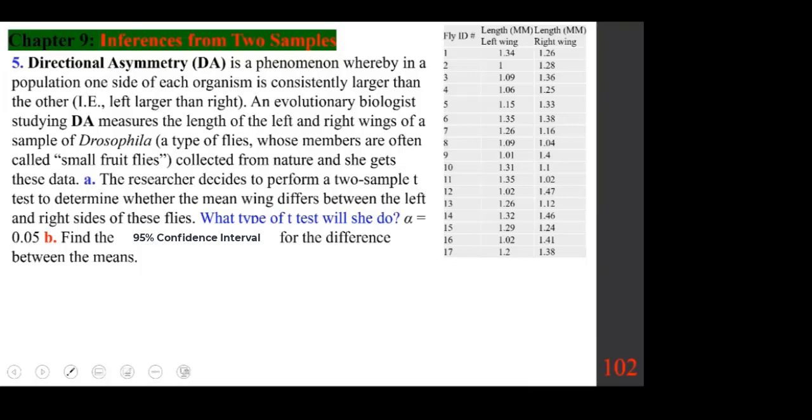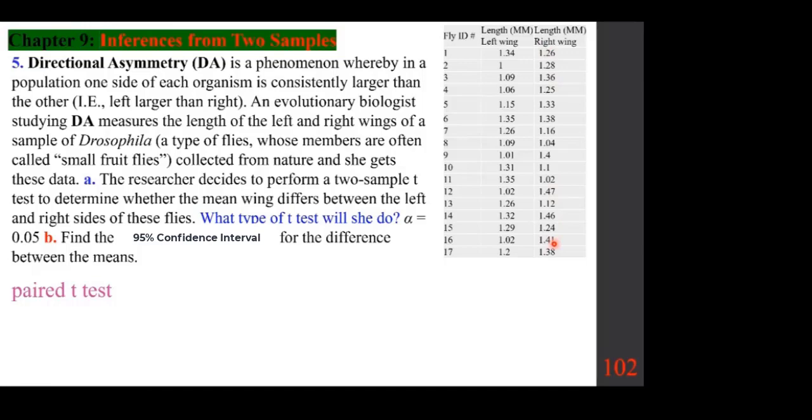A. The researcher decides to perform a two-sample t-test to determine whether the mean wing length differs between the left and right side of these flies. What type of t-test will she do? Alpha equals 0.05. We are using the paired t-test because it's a dependent paired t-test. We have the left and the right side.